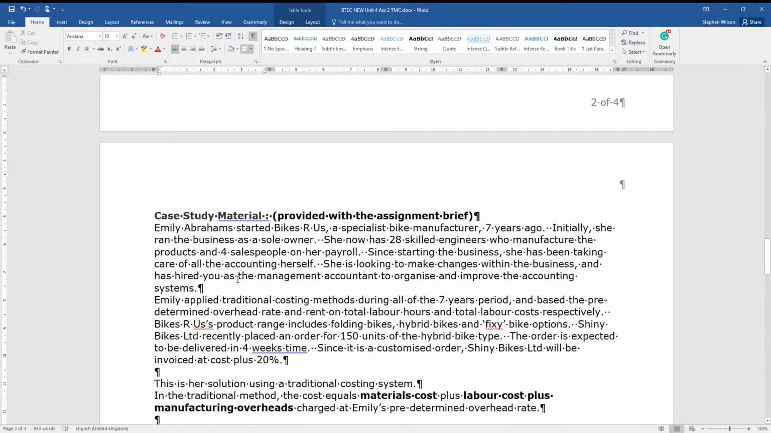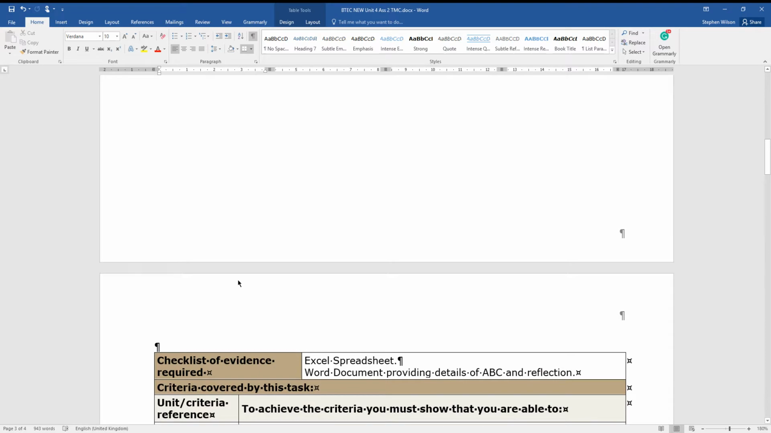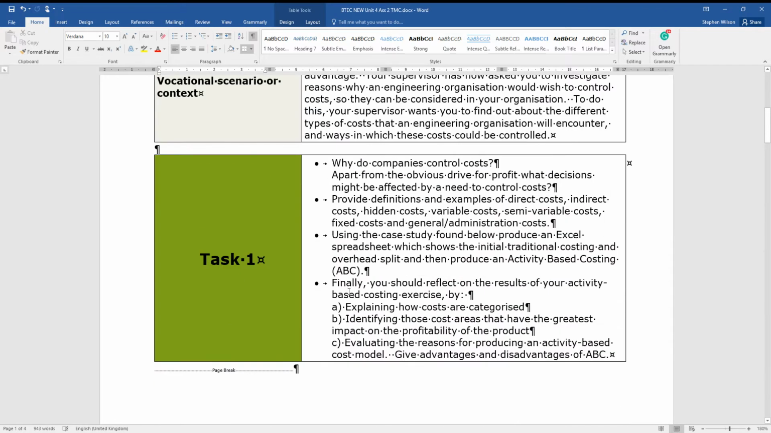So finally, identifying those cost areas that have the greatest impact on profitability. Which cost area will have the greatest impact on profitability? It's going to be the most expensive one, isn't it? The one that has the most impact on profitability is the one that costs you the most. If you can reduce the one that costs you the most, that's going to have a bigger impact on your profitability.